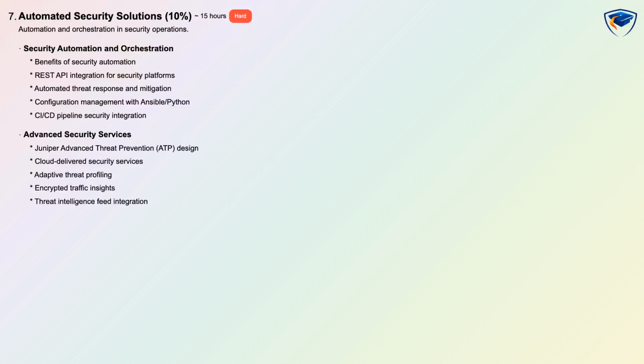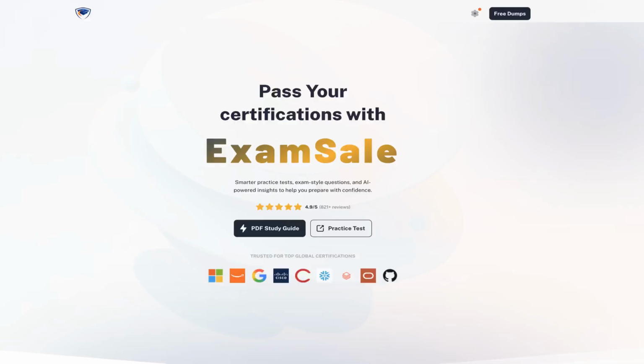This domain teaches automation and orchestration benefits and techniques including REST API integration, automated threat response, configuration management using Ansible and Python and CI/CD pipeline security integration. It also covers advanced security services such as Juniper ATP design, cloud-delivered services, adaptive threat profiling, encrypted traffic insights and threat intelligence feed integration.